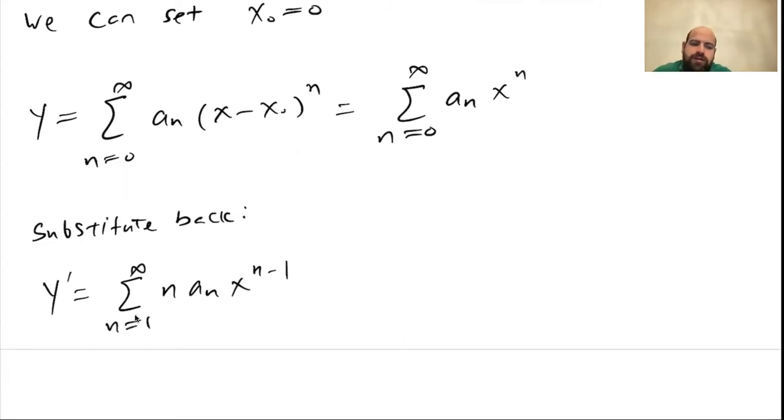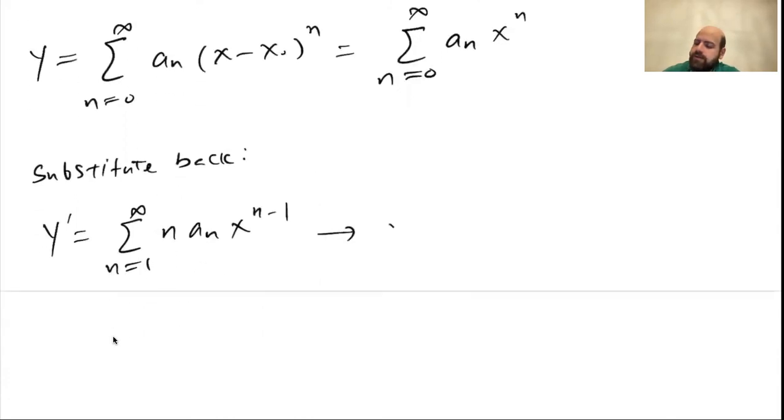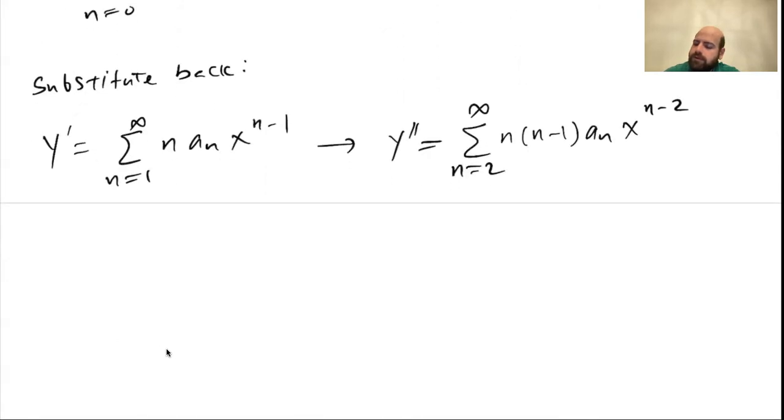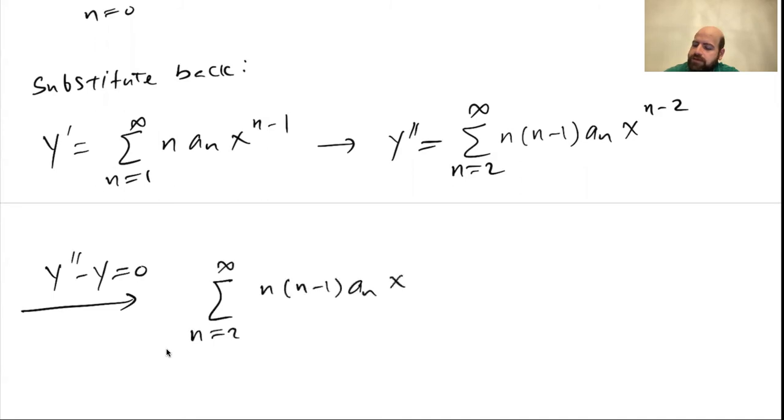I can start n with 1 because 0 times anything is 0. And then y double prime, which will be the derivative of y prime, will be sigma n times n minus 1, a n x to power n minus 2, and n will start from 2 to infinity. Now, what do we know? We know that y double prime minus y is equal to 0. So that means sigma n from 2 to infinity, n times n minus 1, a n x to power n minus 2, minus sigma a n x to power n, from 0 to infinity, is 0.